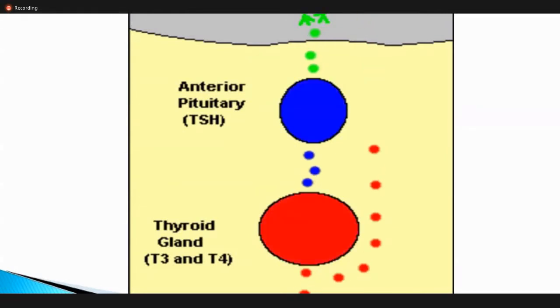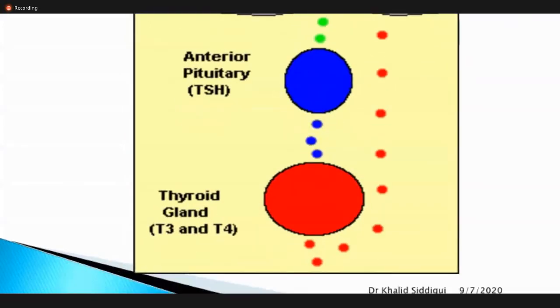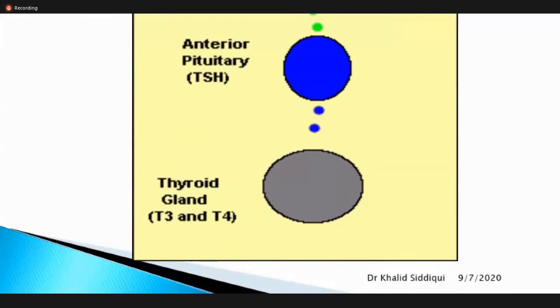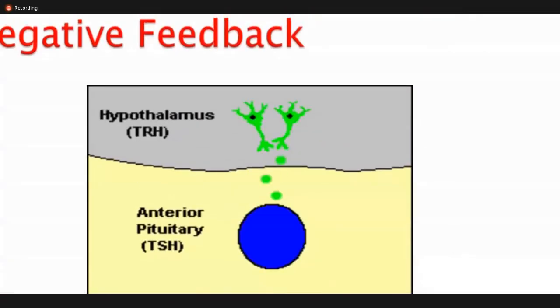So the thyrotropin releasing hormone is released from the hypothalamus and acts upon the anterior pituitary, and this anterior pituitary gland secretes the thyroid stimulating hormone. It enters into the bloodstream and reaches the thyroid gland, from where it increases the secretion of T3 and T4, and a certain level is achieved. So this sends negative feedback signals to the hypothalamus, and it inhibits the secretion of the releasing factor.